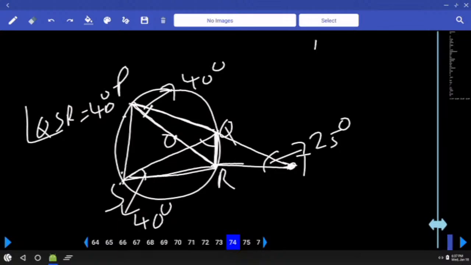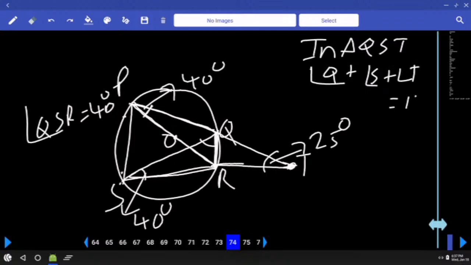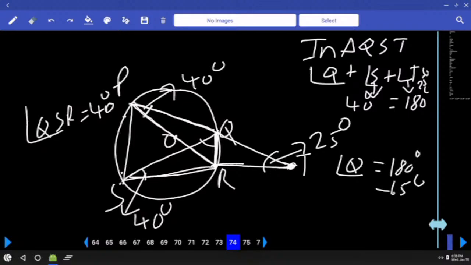Now what you do is take triangle QST, yes or no? QST అనే ట్రయాంగిల్ తీసుకోండి. QSTలో big angle Q plus the small angle S plus angle T is equal to what? 180, yes or no? What is angle S? 40. What is angle T? 25. What is this big angle Q? అంటే big angle Q అంటే 180 minus 65, 115, yes or no? Agreed or not? Big angle SQT is equal to what?